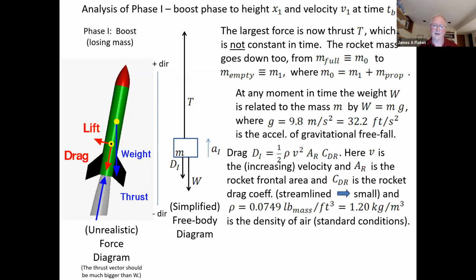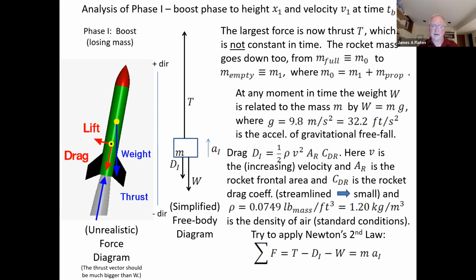And then the drag is increasing as the speed picks up, and it's always calculated as 1/2 rho v squared times A_R, the rocket cross-sectional area, times C_D, the coefficient of drag of the rocket itself. And again, C_D might be fairly small because this is a streamlined rocket, and the density of air will be the same number that's been used before.